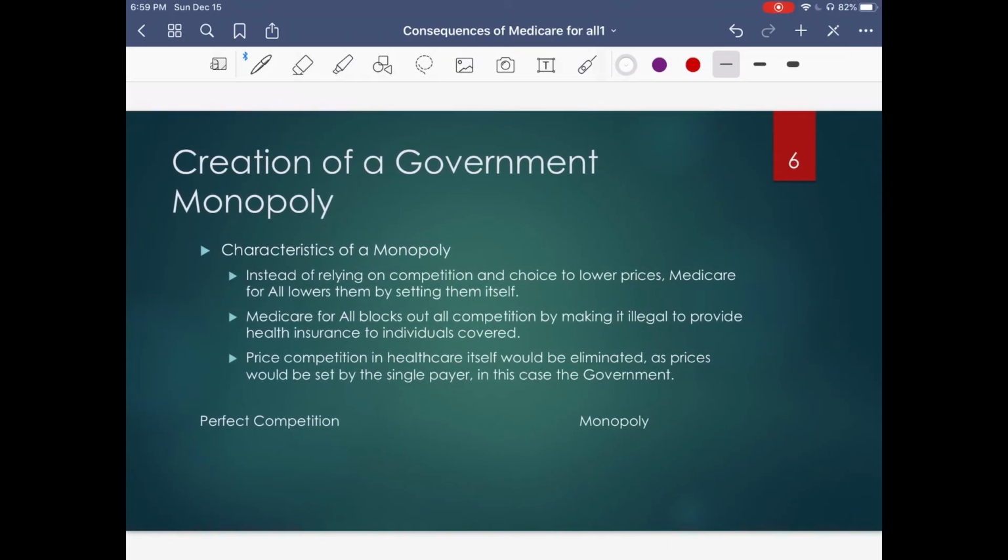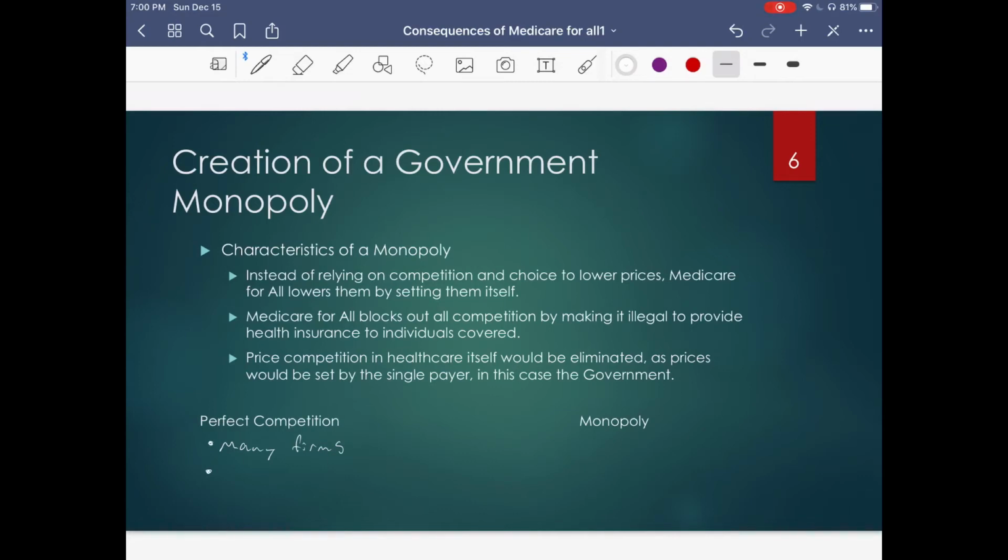Creation of a government monopoly. So first I'm going to provide some characteristics of perfect competition versus monopoly so you can see some of the characteristics of Medicare for All and how that relates specifically to a government monopoly. So as we know from microecon, some characteristics of perfect competition is there are many firms. There is an undifferentiated product, meaning the product is the same.